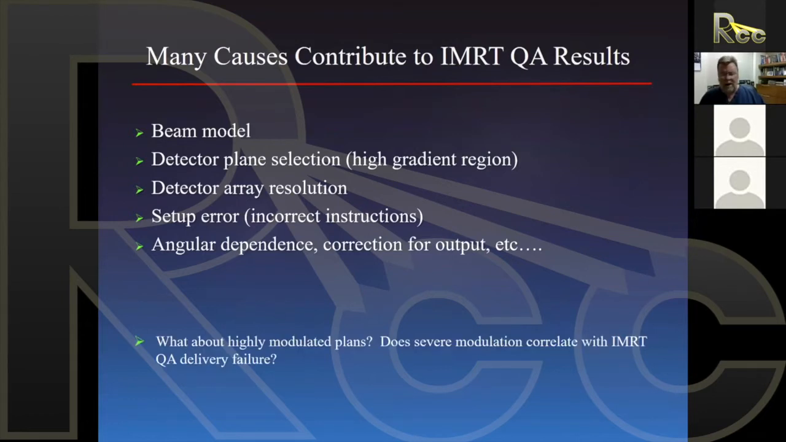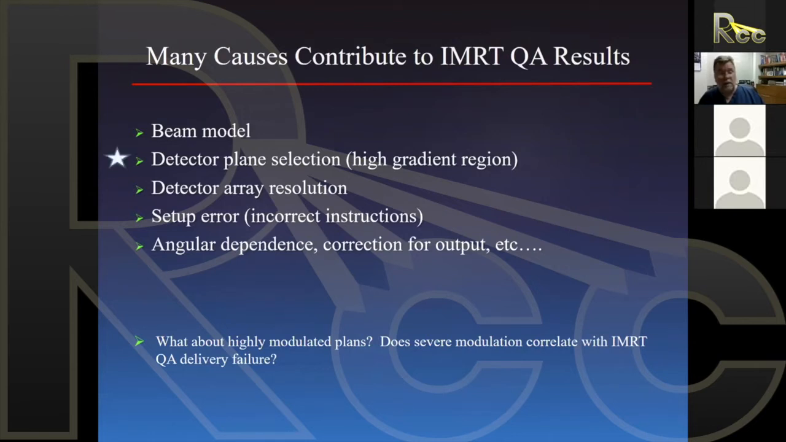What about highly modulated beams? Does severe modulation correlate with IMRT QA delivery failure? Many have suggested that it does. There are publications that show that if you have a very severely modulated plan, it may result in worse QA results.